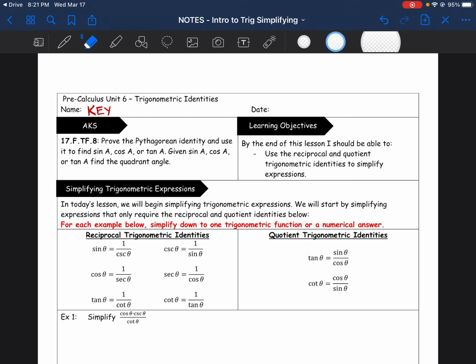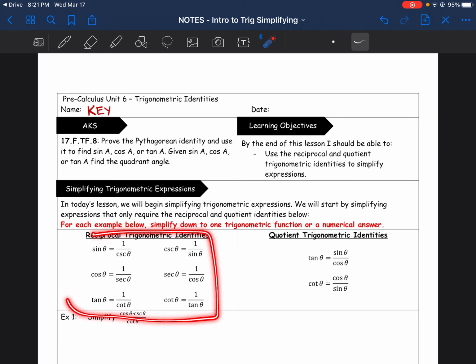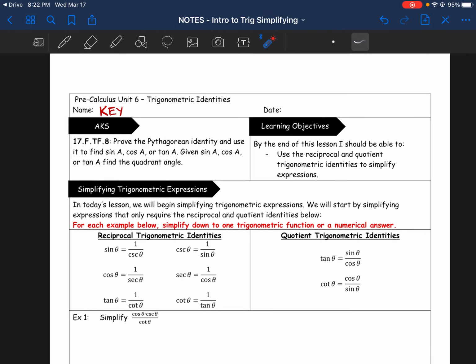So what we're going to start doing is using all these trigonometry tools to start simplifying trig expressions and eventually start verifying trig expressions. And we're going to start kind of slow. So in today's lesson, we're going to only be using algebra along with the reciprocal trig identities, these 6 right here, and the quotient trig identities, these 2 right here. And let's just review them real quick.